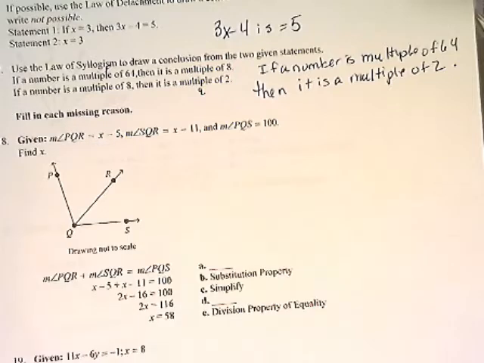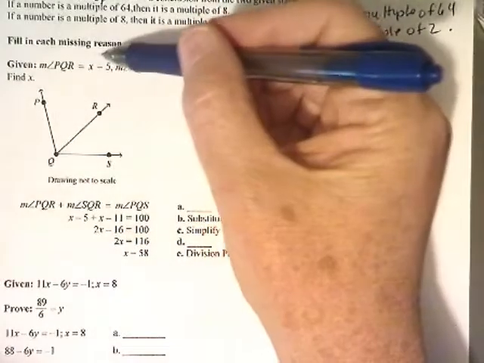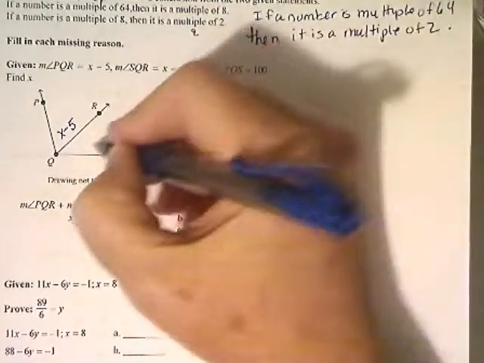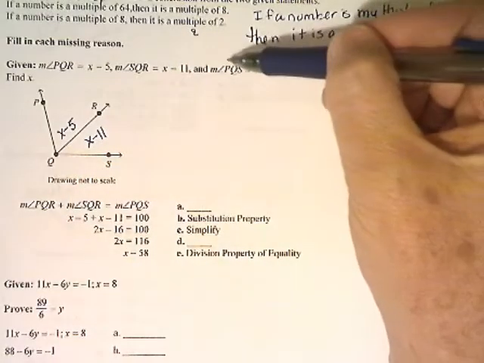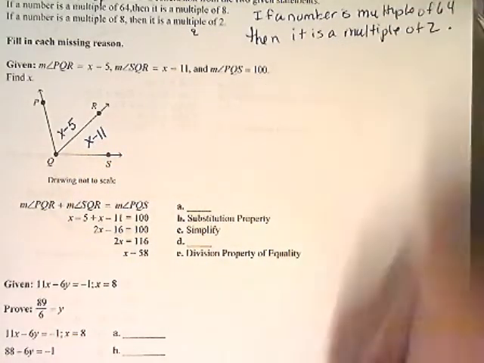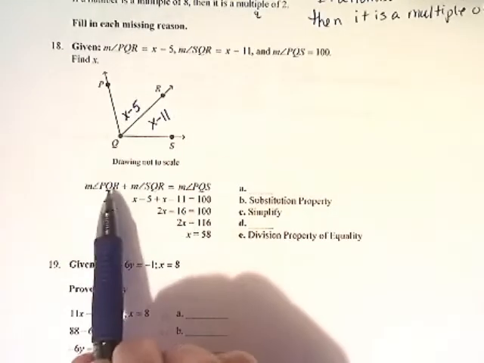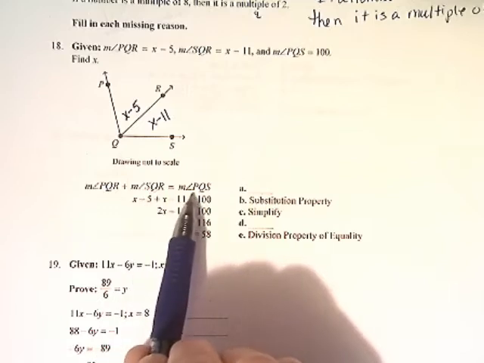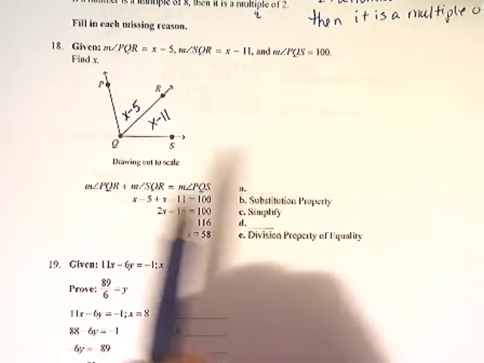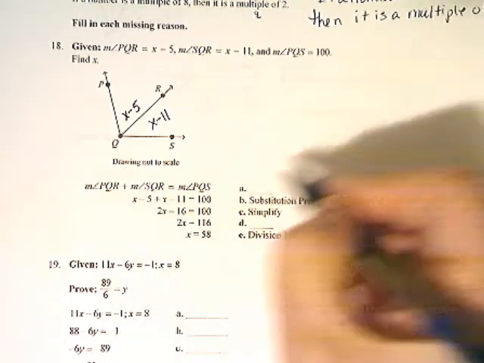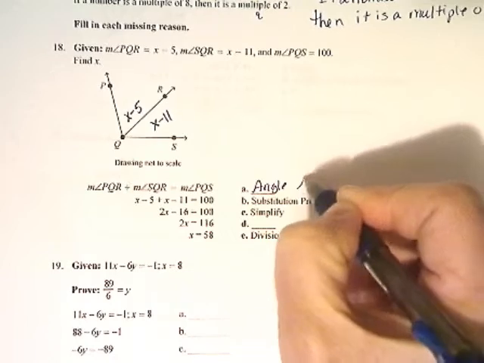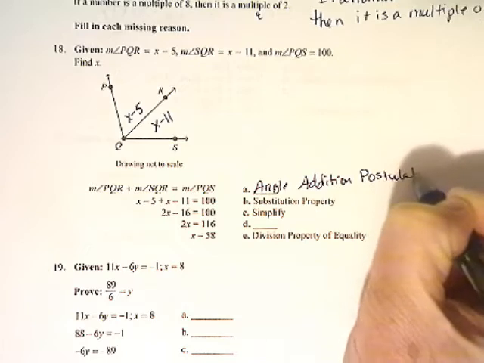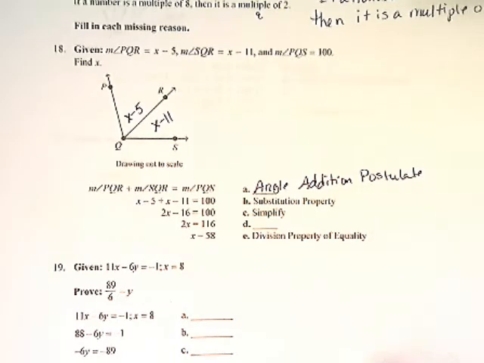Okay, number 18, find the missing reason. It says the measure of PQR is x minus 5, and the measure of SQR is x minus 11, and that PQS, the whole thing, is 100. So, what did they do first? The measure of PQR plus the measure of SQR equals the measure of PQS. So the first one here is the angle addition postulate. Two little angles added together will give you a big angle.